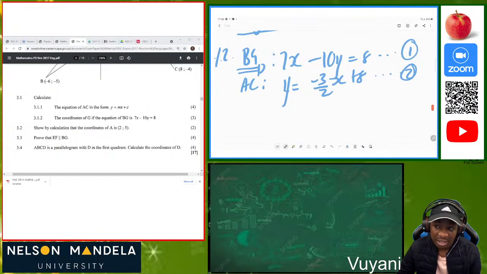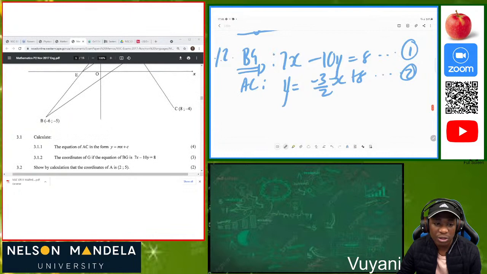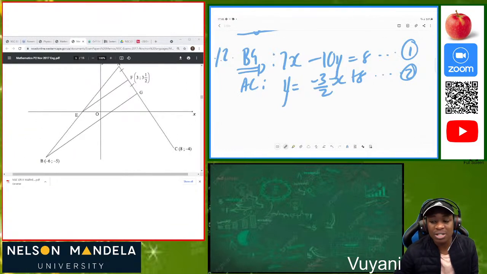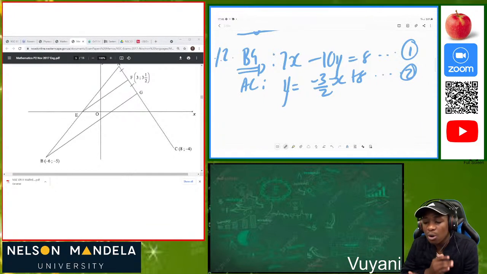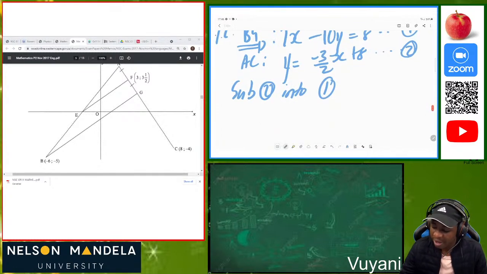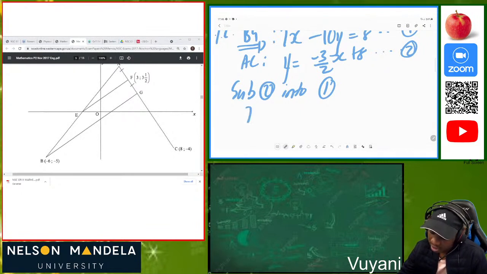Point G is the intersection of both lines, which means the coordinates are common to both, so the equations of those two lines are equal at that point because the point is the same. Now we can substitute equation 2 into equation 1 because we have y here. Wherever we see y, we put negative 3 over 2 x plus 8. So let's go: 7x minus 10 times (negative 3 over 2 x plus 8) is equal to 8.